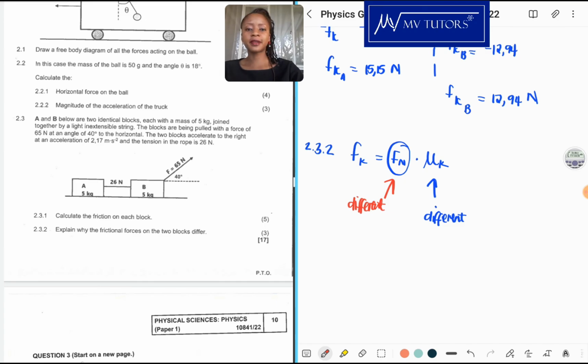You could use the calculation to further explain and to show that the normal forces are different, hence we're getting different frictional forces. Or you could also say further to that, you might find that the coefficient of kinetic friction is different for both blocks. And that's it for question 2.